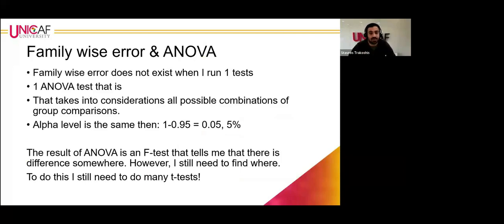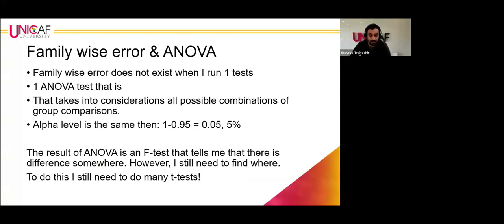But family-wise error does not exist if you run one test, and this is one ANOVA test. One ANOVA test only has one confidence level and one alpha level, and takes into consideration all possible combinations of group comparisons and their variance and their residual error. So the alpha level is the same. The result of ANOVA is an F-test that tells me that there is a difference somewhere. However, I still need to find where.